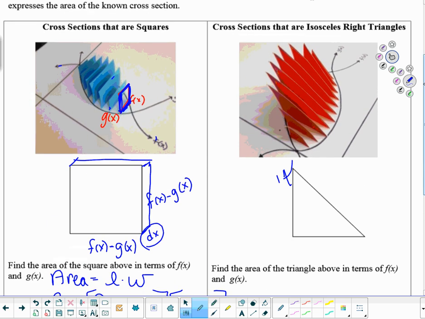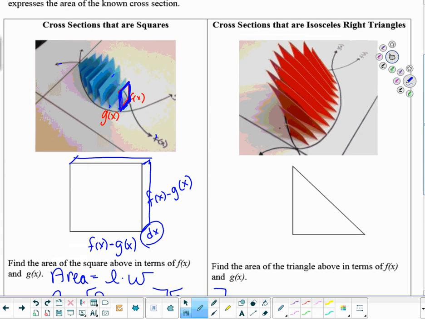Let's look at right isosceles triangles. In this case, I can see that this is a right isosceles, so I've got equal, equal, sitting on the leg. And that does make a difference. So this is with a leg spanning across the f and g function.